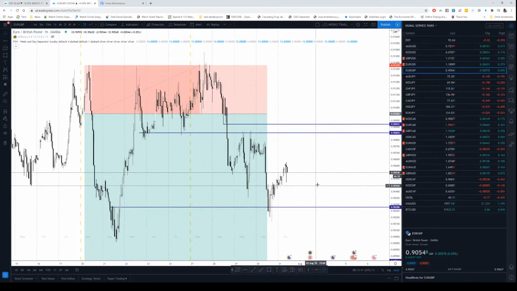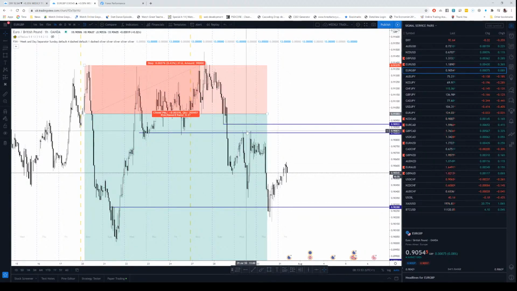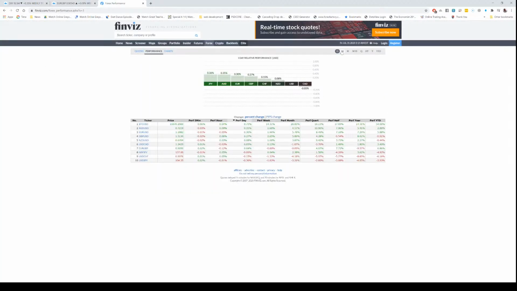If it's to the downside, then I'll use that strength of the pound, okay, to take pound pairs. I'll use the strength of the pound to take the pound pairs. So pound yen, pound CAD, you're just going to go here and then find out which pair is weak, right?